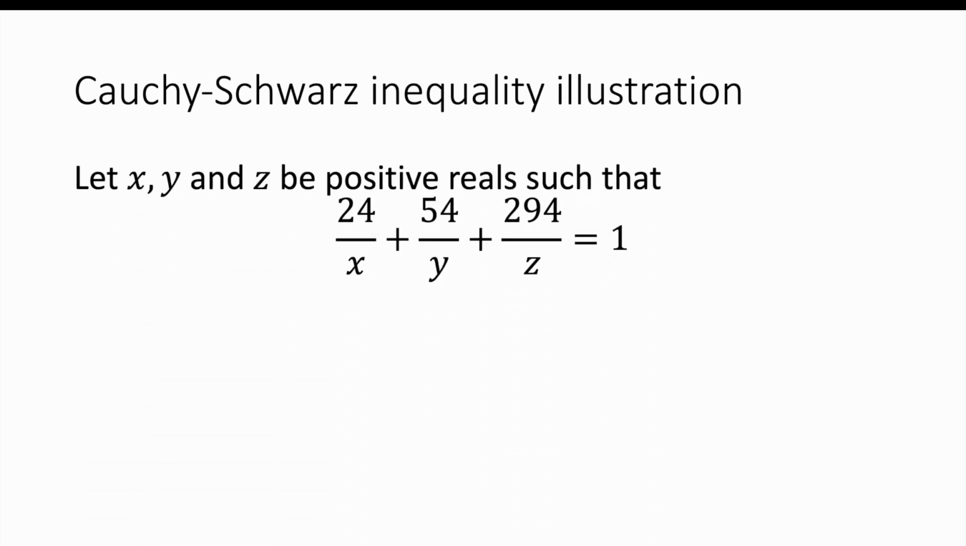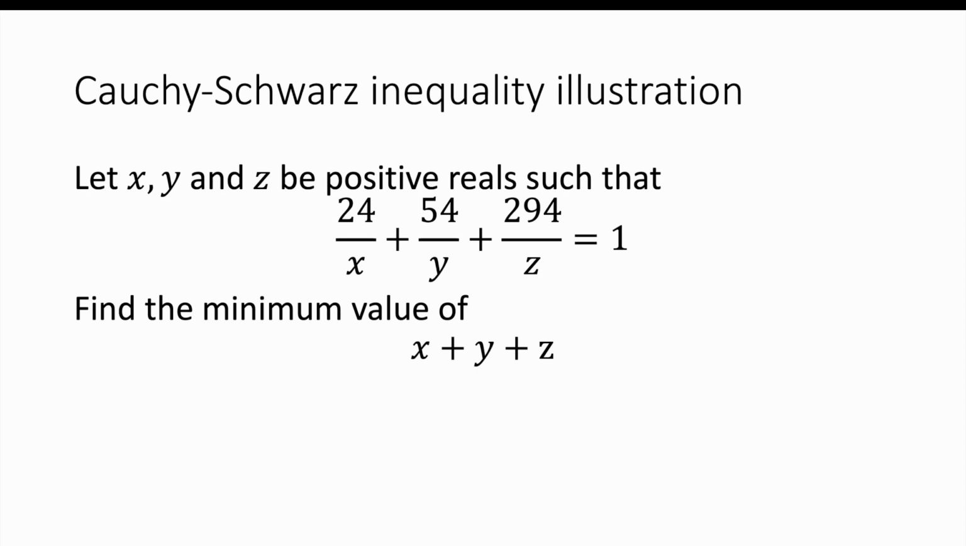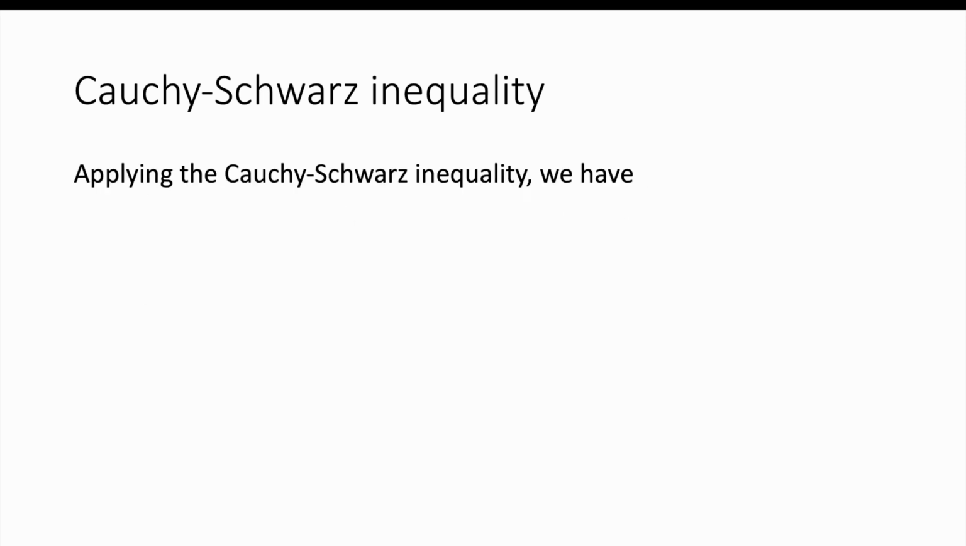Next, we give a simple illustration for the Cauchy-Schwarz inequality. Let x, y, z be positive real numbers such that the following expression holds. We wish to find the minimum value of x plus y plus z. We simply apply the Cauchy-Schwarz inequality directly.